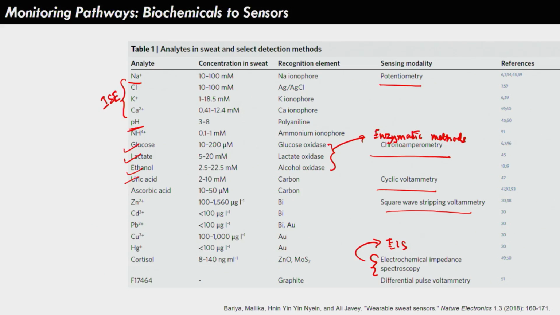So this table summarizes what my analyte is and what the method to detect it is. So it's a nice link between them. Let's say you want to implement a sodium sensor, then you would go for potentiometry, unless you want to develop your own method, of course. But the traditional method is potentiometry. Similarly for glucose, generally people use chronoamperometry. So in this way, there is a link between the analytes that I want to monitor and the sensing modality.